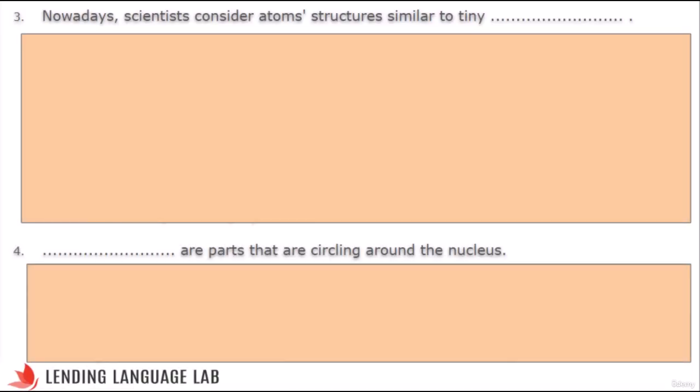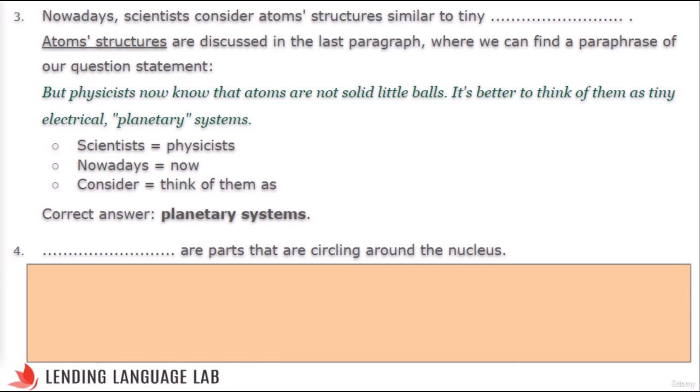Now for number 3, atom structures are discussed in the last paragraph, where we can find a paraphrase of our question statement. But physicists now know that atoms are not solid little balls. It's better to think of them as tiny electrical planetary systems. We have scientists, which equals physicists, nowadays equals now, and consider equals think of them as. So the correct answer is planetary systems.